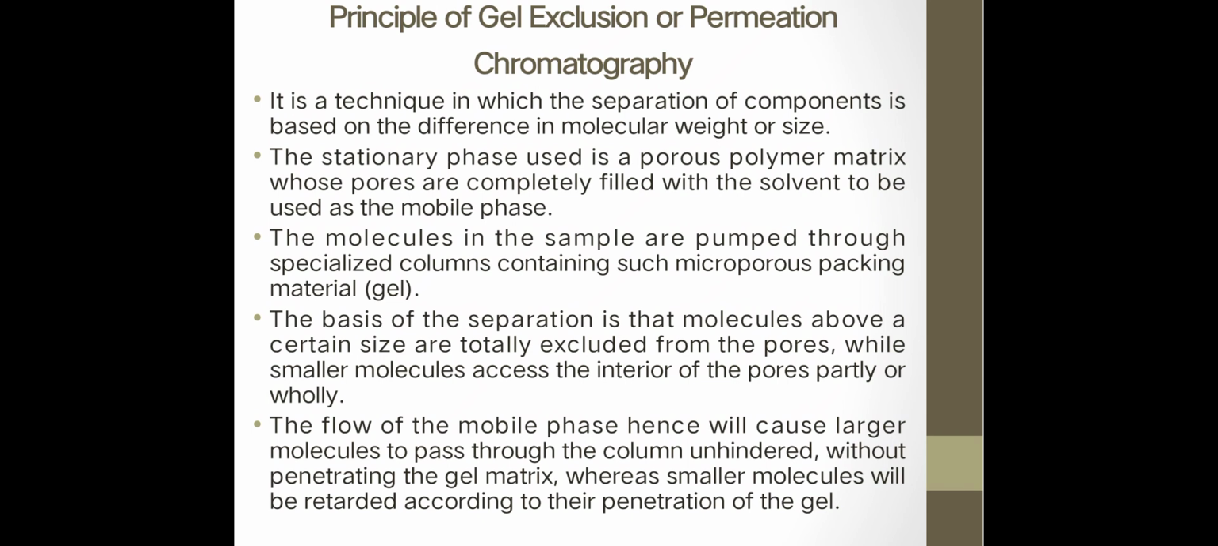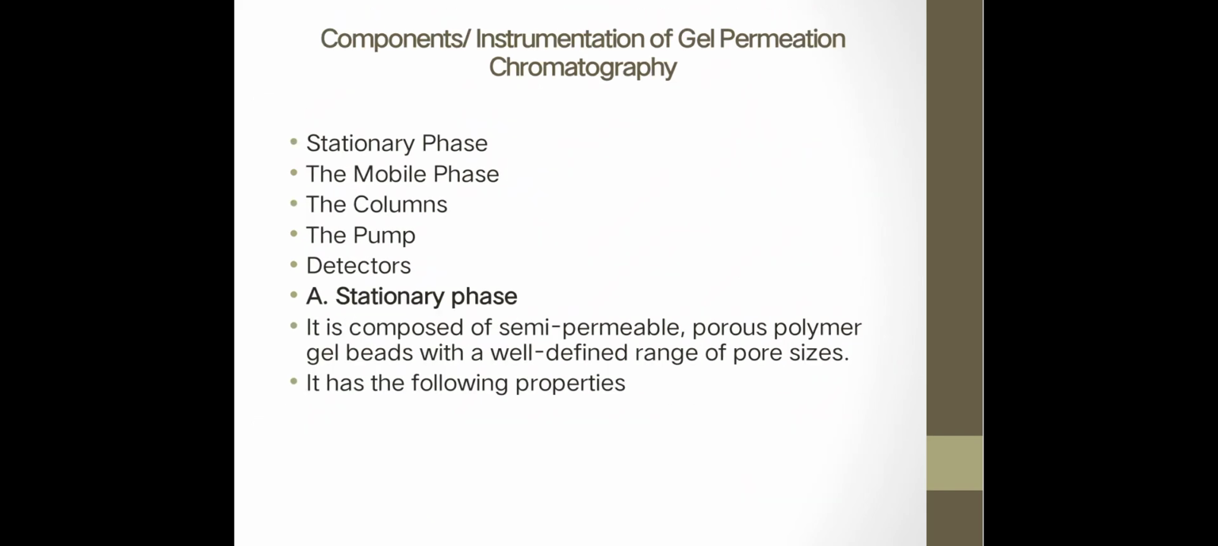The flow of the mobile phase will cause larger molecules to pass through the column unhindered. While passing through the stationary phase, the larger molecules cannot penetrate into the gel, so they move through the column without any hindrance. Whereas the smaller molecules will be retarded according to their penetration of the gel. So based on size, the molecules either get hindered or move very freely through the column.